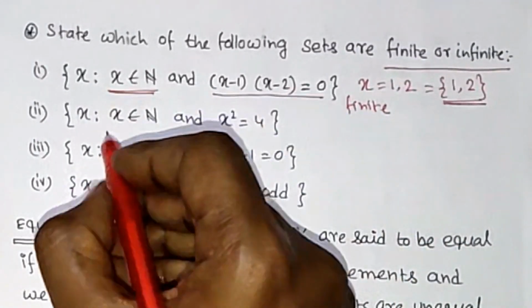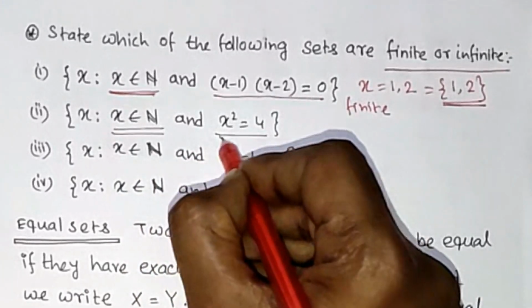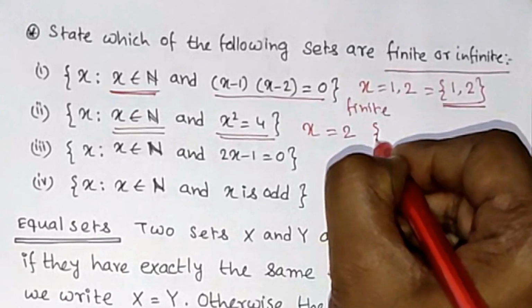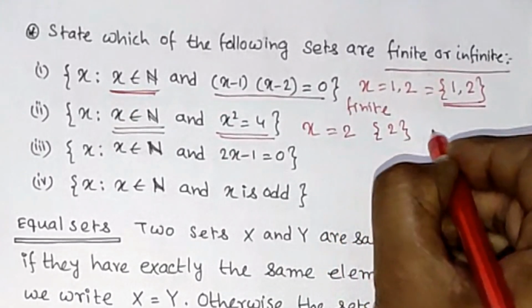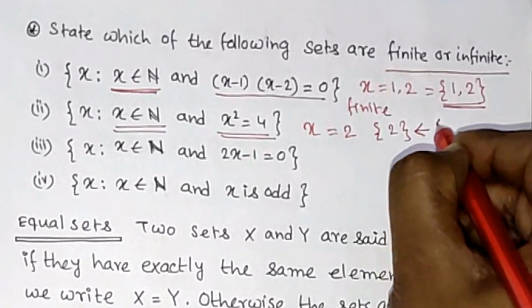For this one, x such that x belongs to N, the set of naturals, and x square equals 4. So we'll get x equals 2. So the set consists of only one element, which is a singleton set, and is finite also.